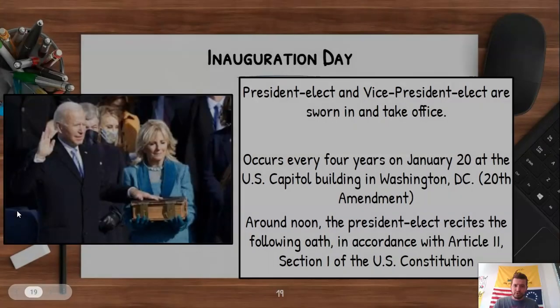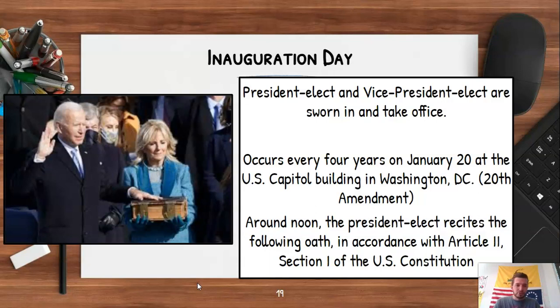Okay, so let's go ahead and finish up here. I'm not super worried about you getting this; this slide is fine. The next slide, I don't think you need to really get down. But Inauguration Day, inauguration just means the start of the term for the president. The president-elect and the vice president-elect are sworn in and take office every 4 years on January 20th, at the U.S. Capitol building in Washington, D.C. It's January 20th because of the 20th Amendment, which moved the time when presidents take office from March 20th to January 20th.